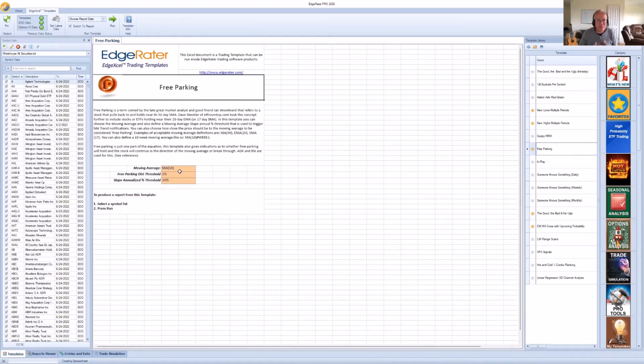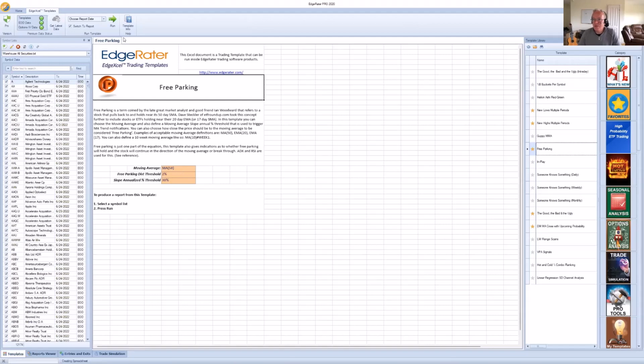You can choose the moving average that you want to look at, and then you can also choose the distance to the moving average that you want to be alerted to. So if you choose within 2% of the moving average, then this template would put that information in the report. So it's a quick way of sorting those stocks.